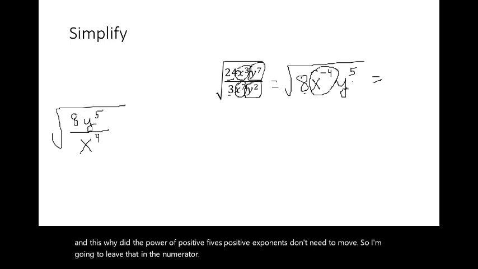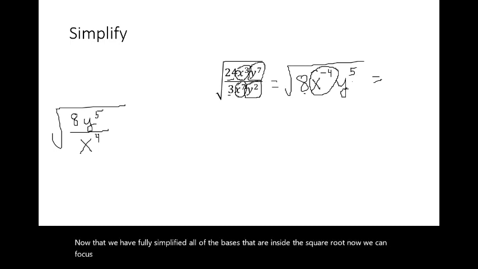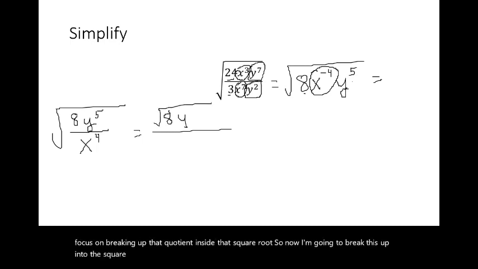Now that we have fully simplified all of the bases that are inside the square root, now we can focus on breaking up that quotient inside that square root. So now I'm going to break this up into the square root of the top, the square root of 8y to the 5th, divided by the square root of the bottom, x to the 4th.